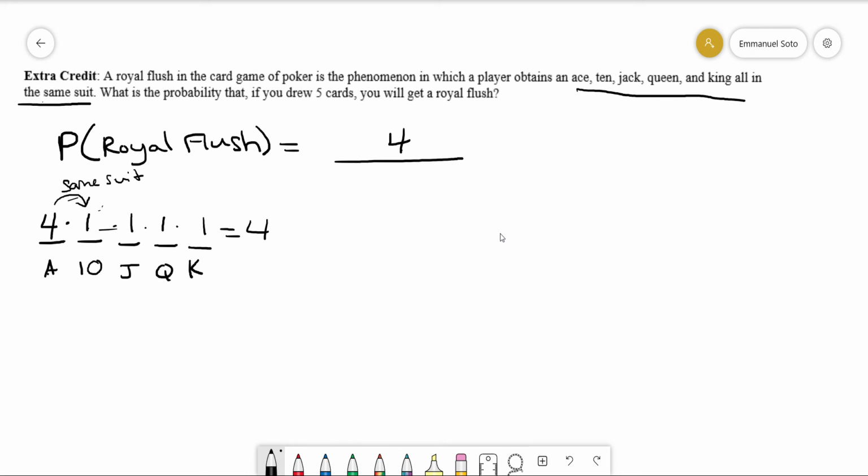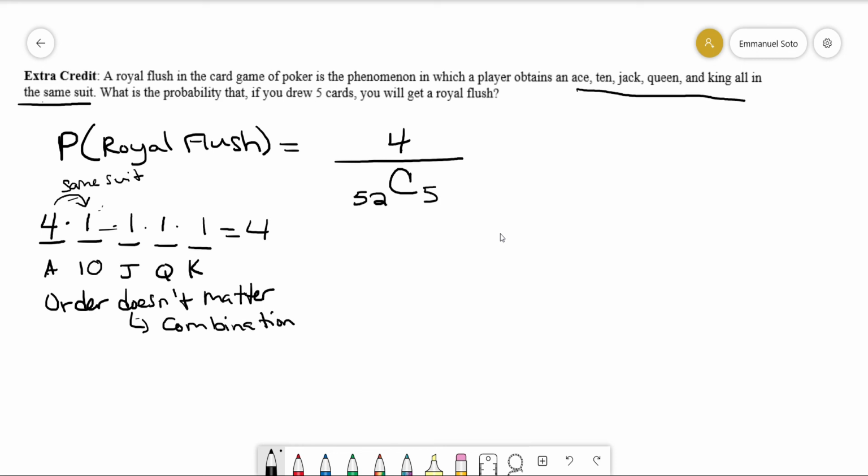It doesn't matter if we get a 10 first, or a jack, or a queen, or a king. So order doesn't matter. That means, since it doesn't matter, we don't count it twice. Just because we get a 10 first and a jack, it's still going to stay 4 ways. Now, let's look at the denominator. Since order doesn't matter, this is a combination. So we're looking at the combination of 52 cards taken 5 at a time, because we are taking 5 cards and there are 52 cards in the deck. So how many different ways of getting 5 cards?